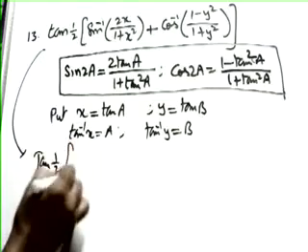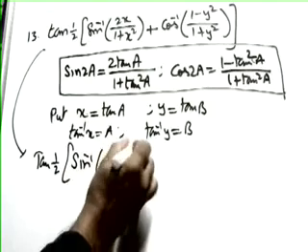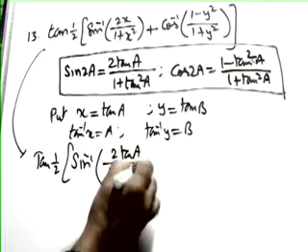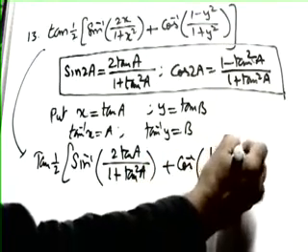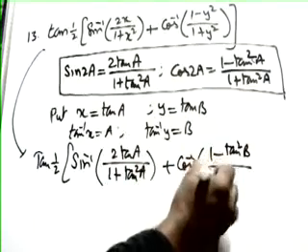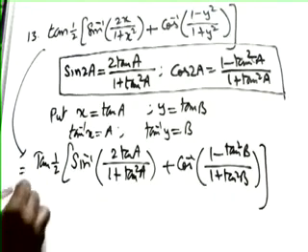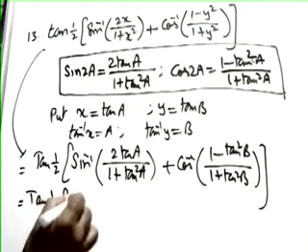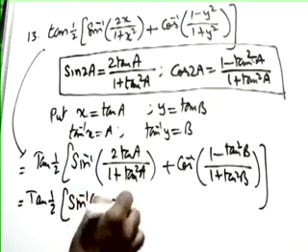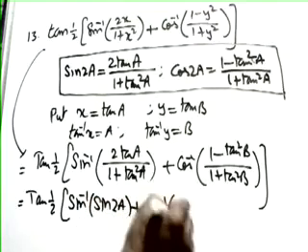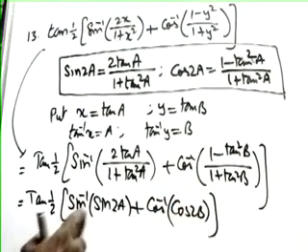Now you substitute this here: tan of half into sine inverse 2 into x, we supposed x as tan a, divided by 1 plus x square, meaning tan square a, plus in the same way cos inverse 1 minus y square, y is tan b, by 1 plus tan square b. Now we substitute the formulas we have just discussed. Tan half of sine inverse: this is the formula of sine 2a. 2 tan a by 1 plus tan square a is sine 2a, plus cos inverse 1 minus tan square b by 1 plus tan square b is cos 2b.